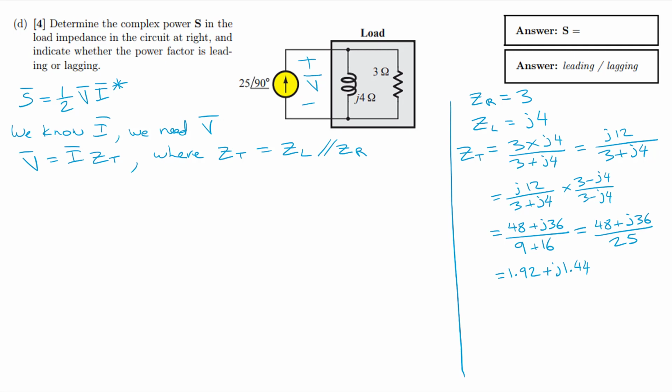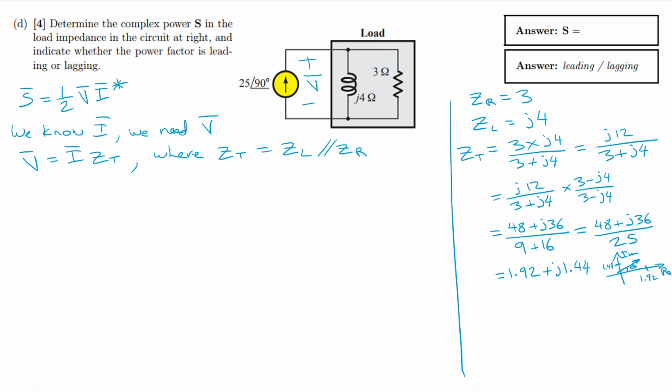1.44. Now we're going to have to multiply complex numbers when we go back to the left hand side of the page, so we're going to convert this into polar form. What does that look like? There's our real axis, there's our imaginary axis. On the real axis we have 1.92, on the imaginary axis we have 1.44, and we want to calculate this point right here. We want to calculate the magnitude and phase of that point.